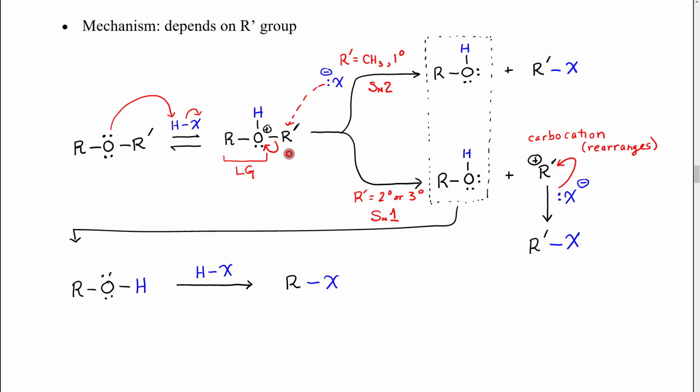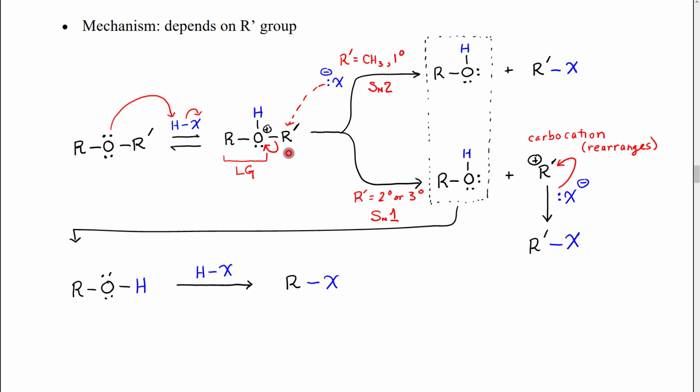That means that the R prime is going to basically determine which mechanism this follows. If the R prime is methyl or primary, then we have a very good leaving group attached to a methyl or primary carbon, and we have a good halide nucleophile. So the nucleophile will do an SN2 reaction. It'll make a bond to the R prime carbon group, and it will push out the ROH as a leaving group. So we would get these two products. We're going to see that the ROH, in many circumstances, is going to continue reacting.